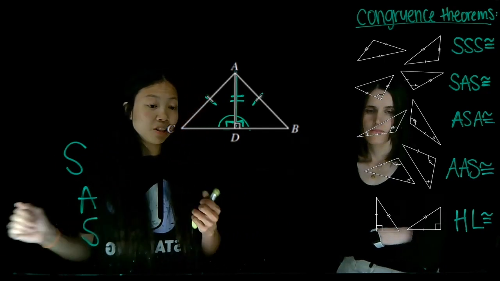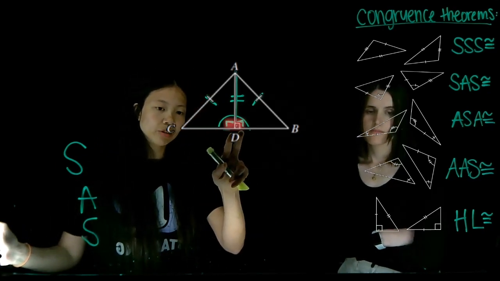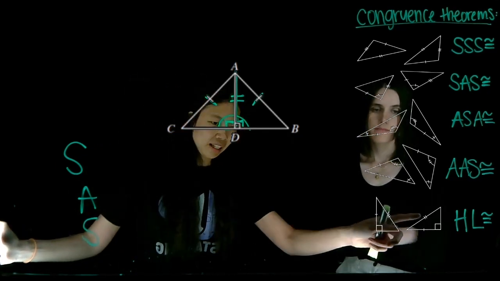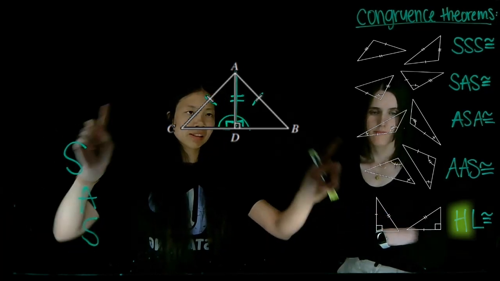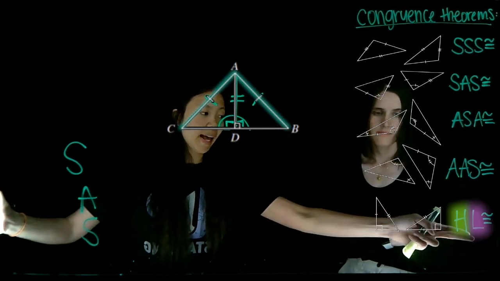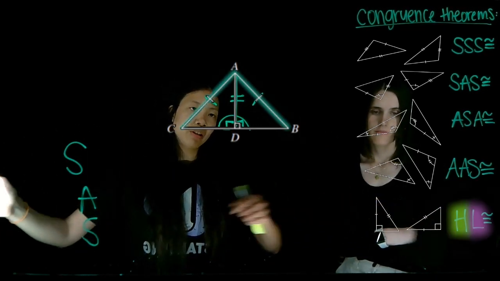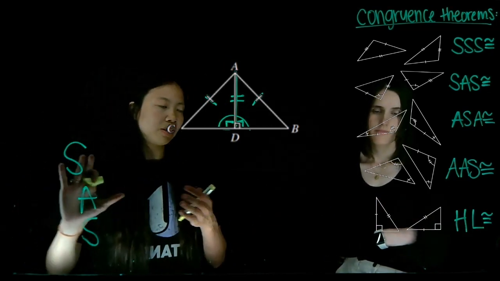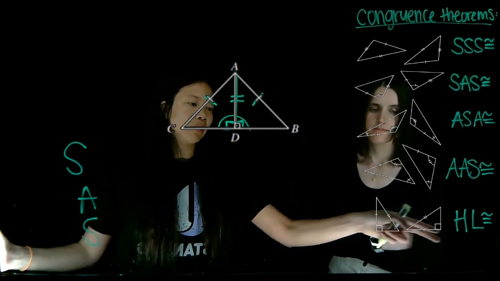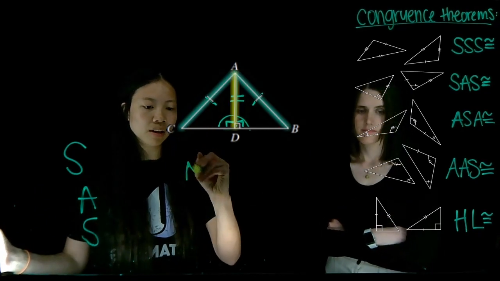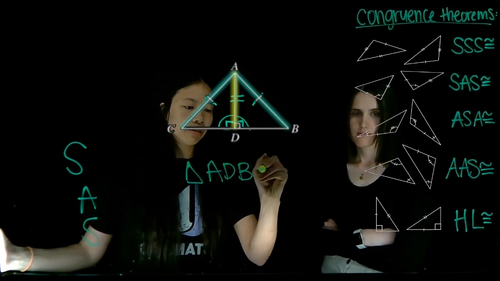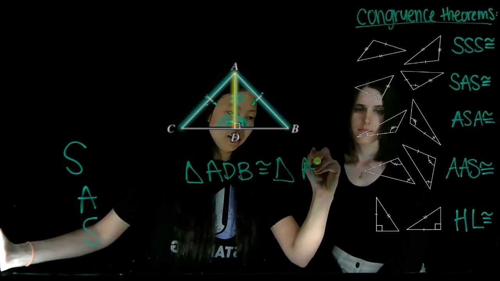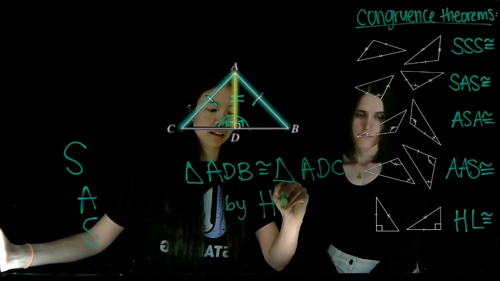However, something that we do notice is that because these are right angles, we can see if HL qualifies here. HL, do we have a pair of hypotenuses that are congruent? Yes, we do. And do we have a leg or a different side of the right triangle that is congruent? And yes, AD qualifies. So we can say, even though it doesn't fit side angle side, they are still congruent by hypotenuse leg. So we'd say triangle ADB is congruent to triangle ADC by hypotenuse leg congruency.